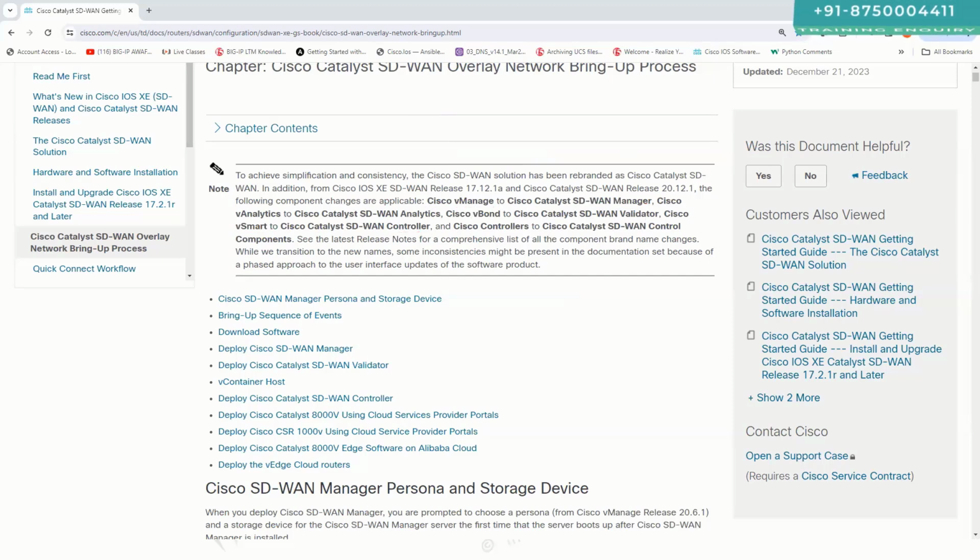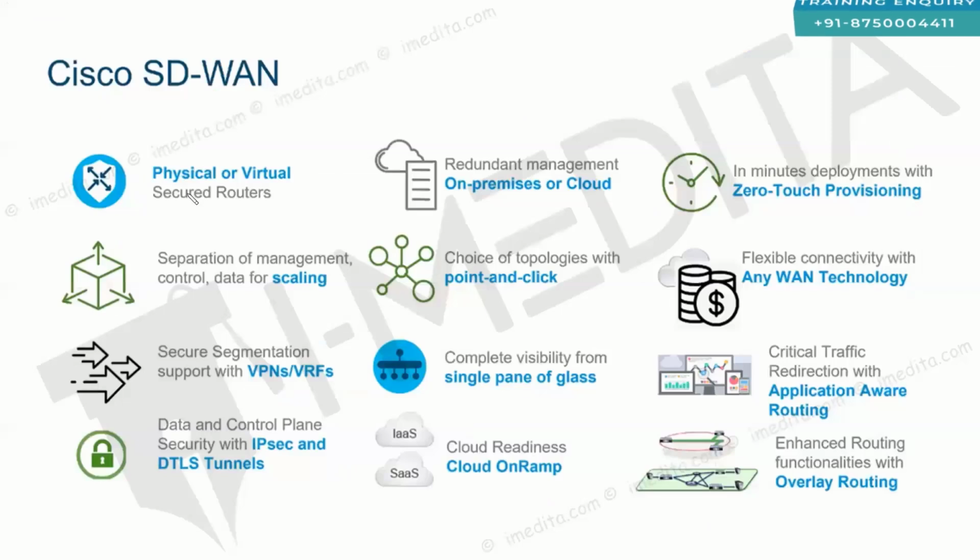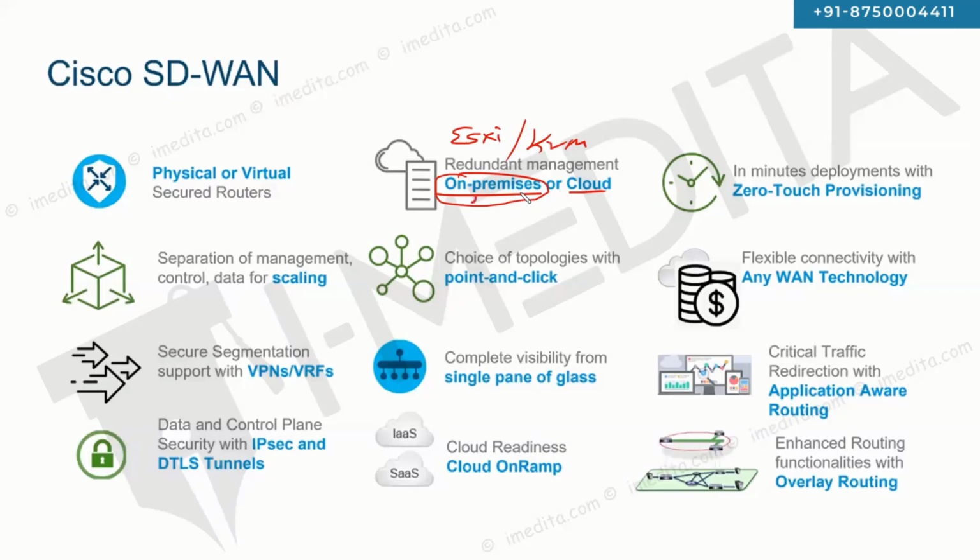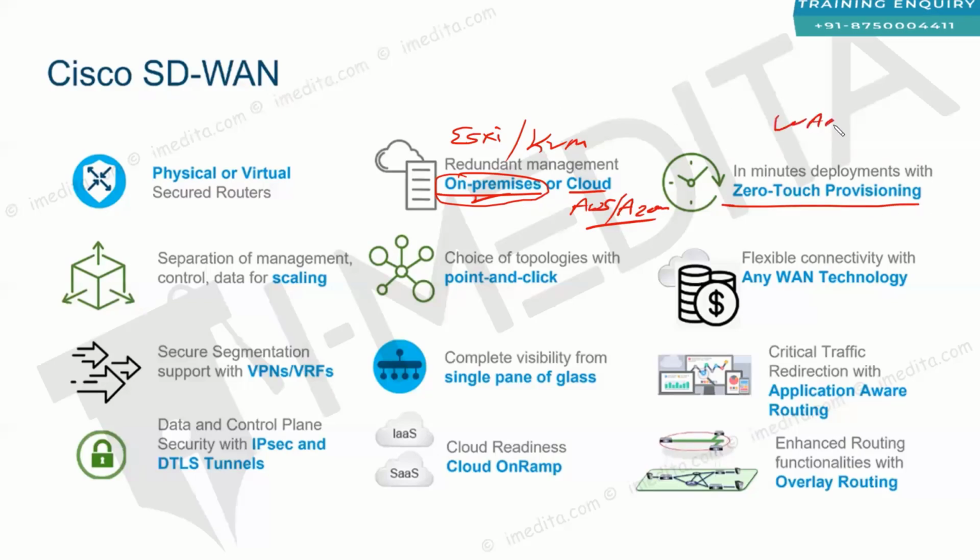Let's come back to the PPT. So as I said, you can deploy your controllers on-prem, which means you can have some sort of hypervisors like ESXi, or you could use KVM. For on-prem deployment. But when it comes to cloud, then you can use AWS, you can use Azure. That's where you could deploy your control components, your controllers.